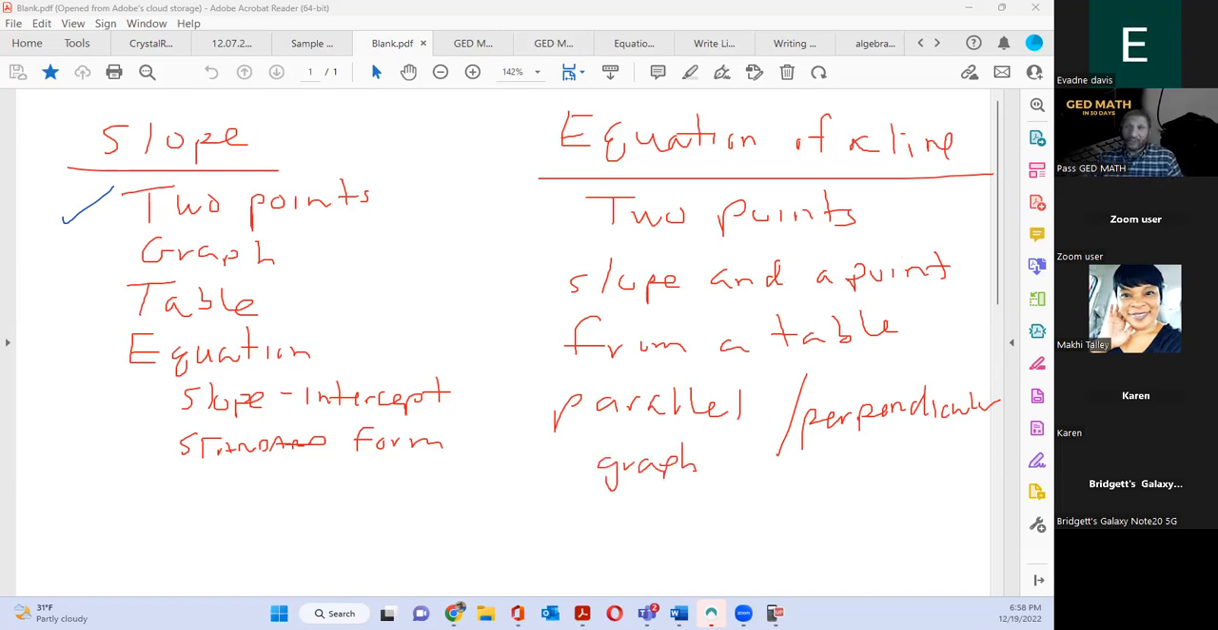I can almost guarantee you're going to have to find slope or the equation of a line from 2 points. You might have one or you might have both. You're definitely going to have to find a slope from a graph. You're probably going to have to find an equation of a line from a table. You are guaranteed to have to find an equation of a line from a slope and a point. You're guaranteed to find the equation of a line of a parallel or perpendicular line.